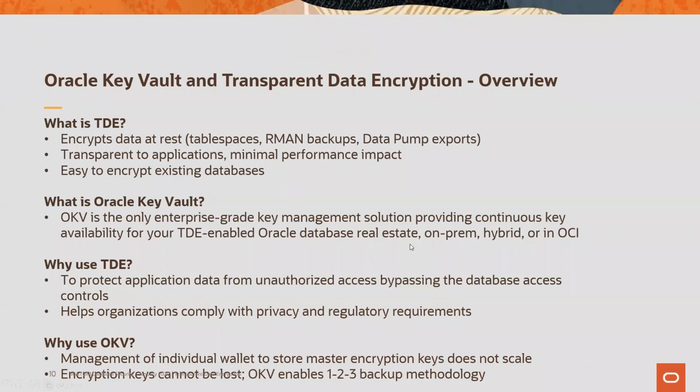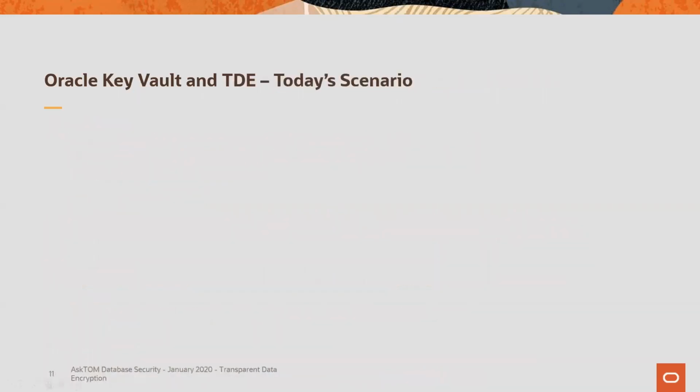Key Vault helps you manage those individual wallets, make sure you've got a backup of them, provide reports, and make sure that you don't lose those encryption keys. You can't lose those encryption keys. Once you enable Transparent Data Encryption on your database, you need to make sure you're protecting that master key file, that wallet file. All right, so let's look at today's scenario.